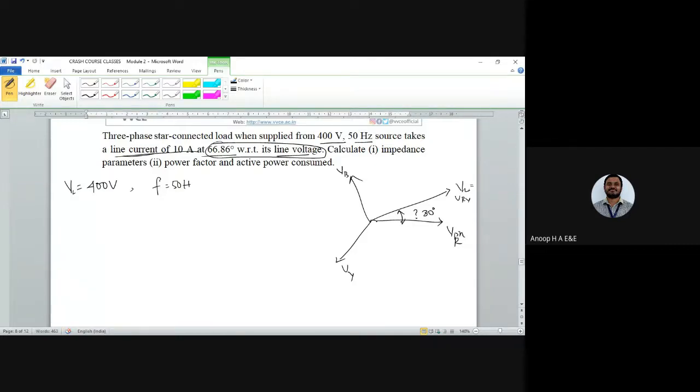Once you have this line voltage, you are having an angle here which we call phi. Generally it is IPH, so IL will be equal to IPH. Getting it right? So this angle they have given, which is 66.86 degree. So this is line current lagging the line voltage, with respect to this line voltage, at 66.86 degree.